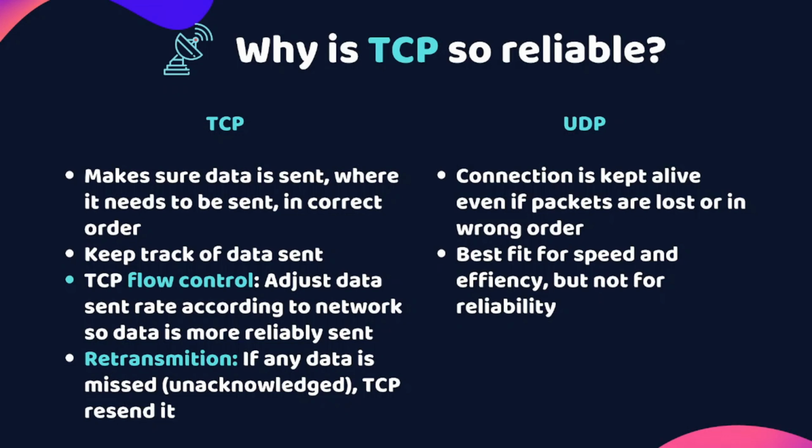Let's compare TCP with UDP. The UDP protocol allows us to keep the connection alive even if packets are lost and arrive in the wrong order. This might seem like a problem, but it's actually really helpful for certain types of applications. For example, live streaming or online games would struggle with too much delay if every lost packet had to be resent. With UDP, you can keep things moving smoothly, even if some data gets lost.